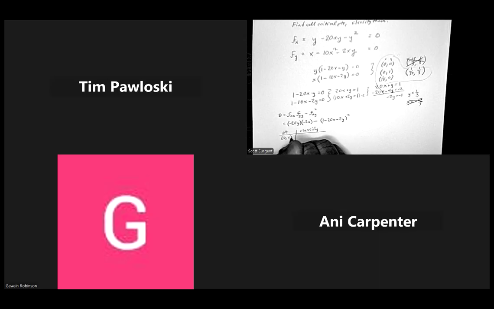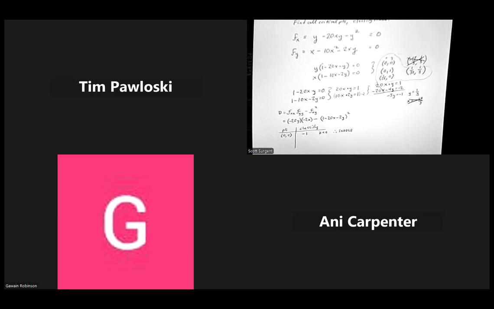So 0, 0, I just pop them in. I get 0, 0, and then these just drop out entirely. This drops out. You get 1 squared, you get -1. So that's your D value. That means D is negative. That's a saddle. Did y'all see that? Yeah. Does that make sense?